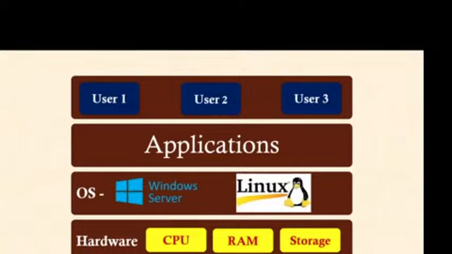Then I have something called backup responsibility. As a server administrator, my responsibility is to take backups regularly, and in case it is needed, we need to restore a backup. Then whatever services are running in my server, I need to manage all the services, like whether the running service is needed or not.